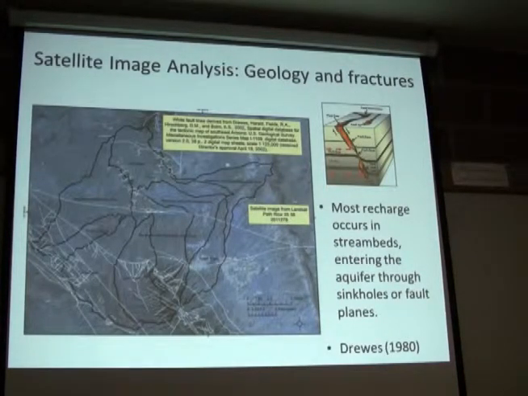Another idea that we had was to consider the satellite image analysis of faults and fractures. So looking at the geology of the watershed and assuming that if there's a fault or some kind of fracture, it might be a conduit to the aquifer. If there's a fault or fracture that crosses the stream channel, then we might assume that that would be a place where we might want to put a gradient structure.